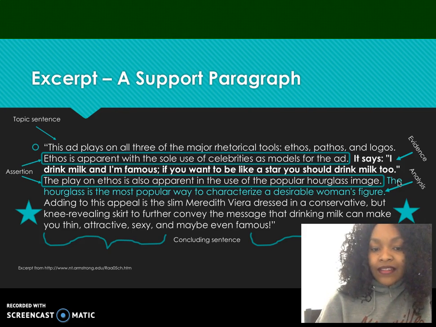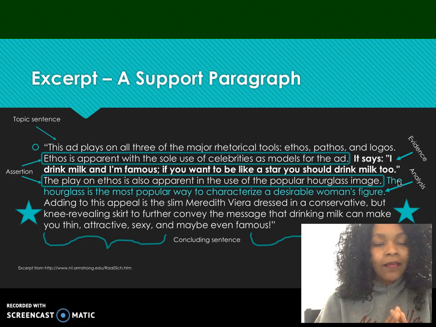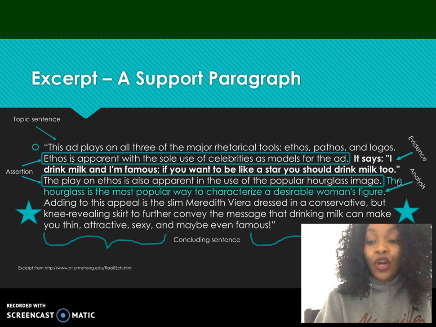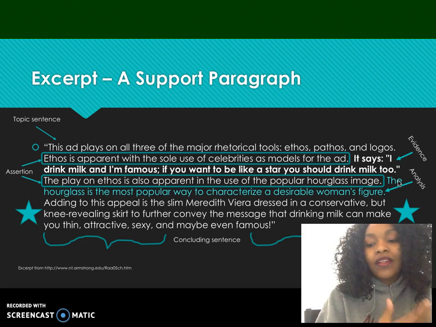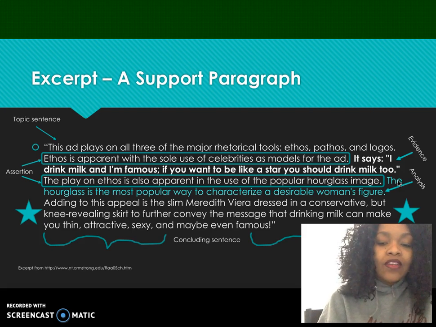The hourglass is the most popular way to characterize a desirable woman's figure. Of course, you've heard the saying, shaped like a Coke bottle. Same thing, same concept, that curves are what is most desirable on women, and having that small waistline. That is what the mainstream says, okay? So then we have our concluding sentence, and that's with our 2 stars here.